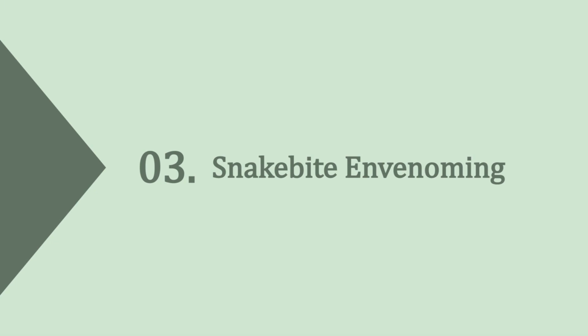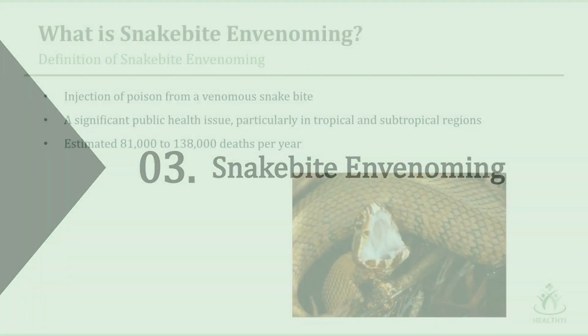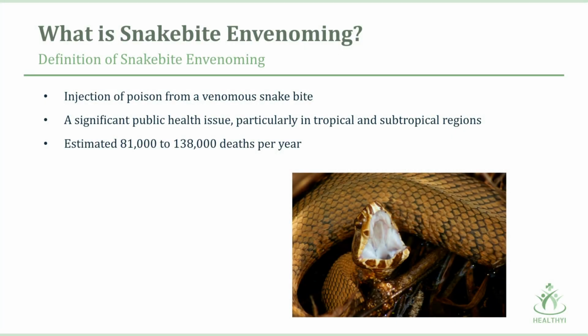Lastly, we'll discuss snakebite envenoming as our last NTD of the Don't Get Bitten series. Snakebite envenoming is caused by the injection of poison from venomous snake bites, which is a significant public health issue, particularly in tropical and subtropical regions. Snakebite envenomation leads to an estimated 81,000 to 138,000 deaths per year worldwide. This problem is prevalent in areas with a high concentration of venomous snakes and limited access to proper healthcare and antivenom.